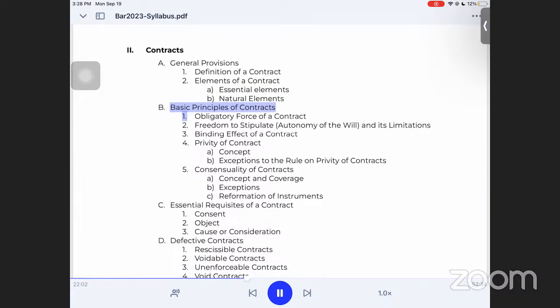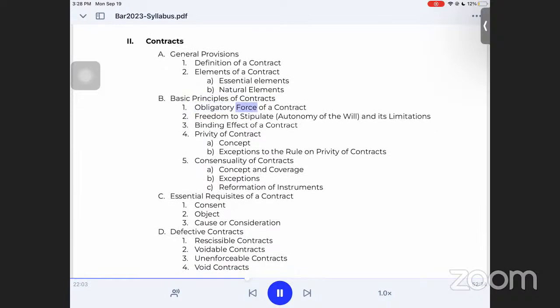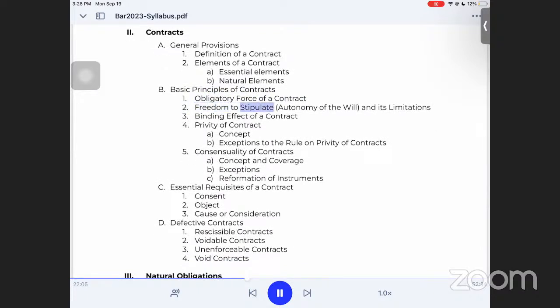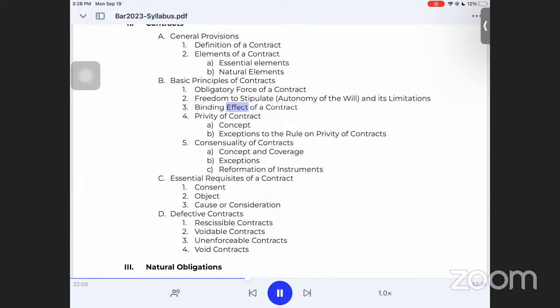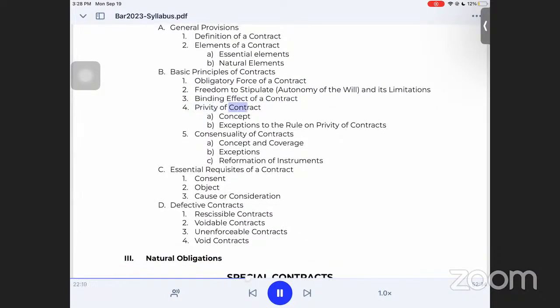B. Basic principles of contracts. 1. Obligatory force of a contract. 2. Freedom to stipulate, autonomy of the will, and its limitations. 3. Binding effect of a contract. 4. Privity of contract.